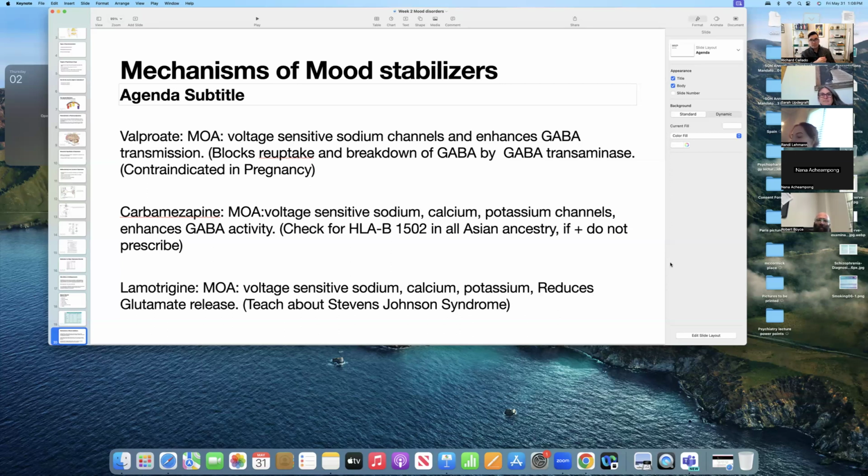Sorry, what was the other one that was FDA approved for bipolar 2 aside from Seroquel? Caplyta, lumateperone. Yeah.